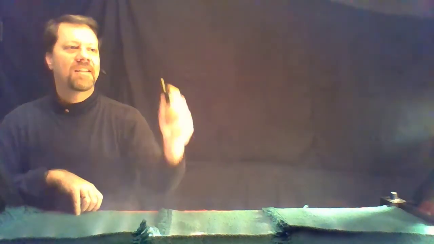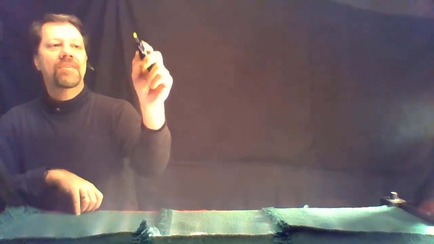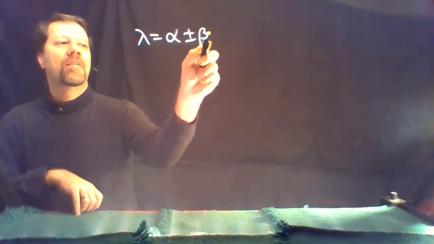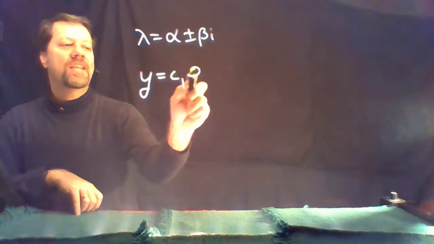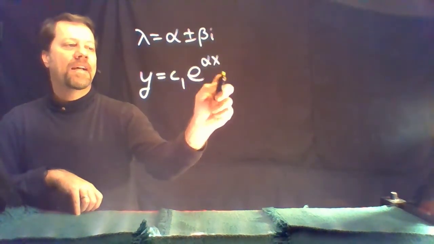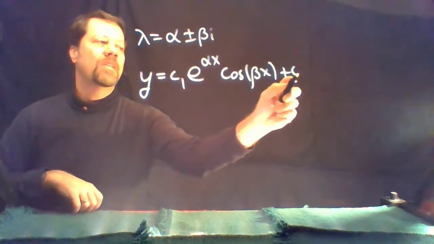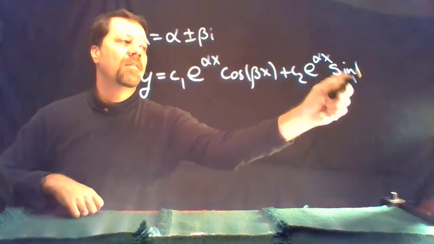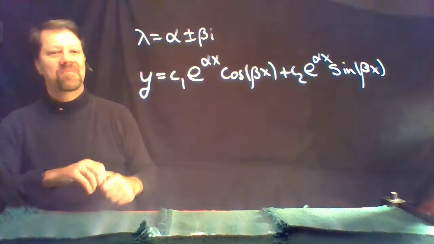The fact that we now have two linearly independent solutions allows us, in the complex case, to write down the general solution. It's going to be C1 e to the alpha x cosine beta x plus C2 e to the alpha x sine beta x.